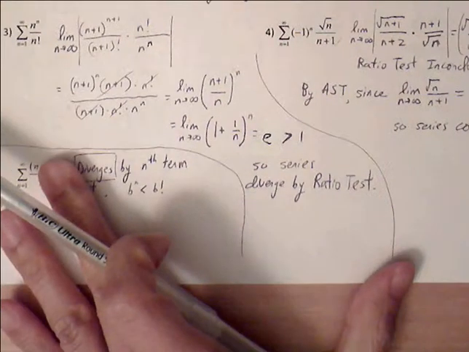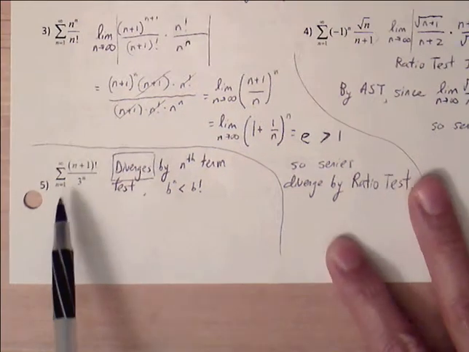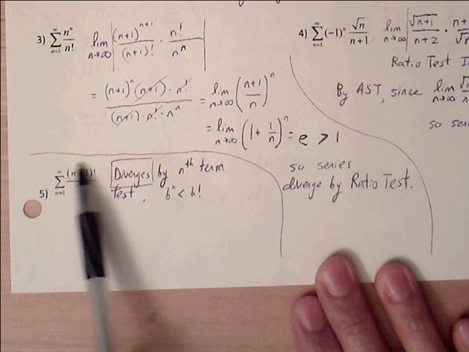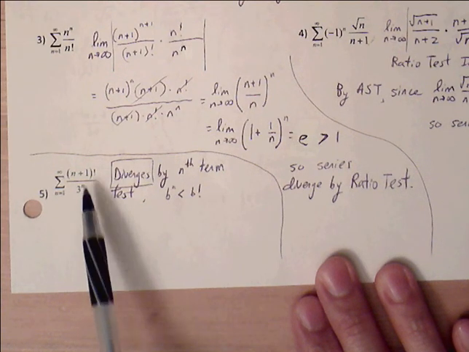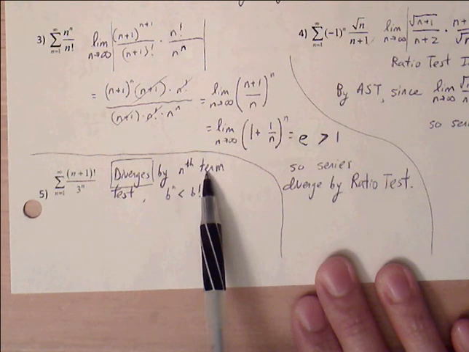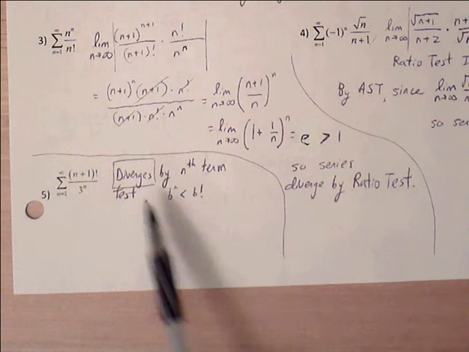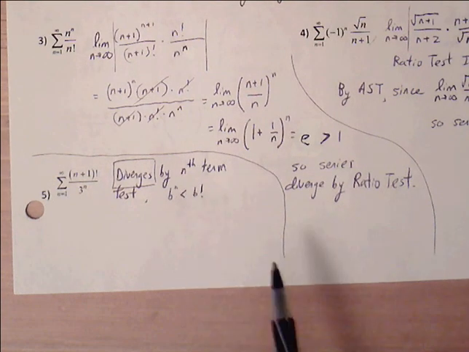Okay, last one here. n plus 1 factorial over 3 to the n. We see that the numerator is growing at a faster rate. The factorial is growing at a faster rate than the exponential function. So actually, by the nth term test, this series will diverge. Okay, so no need to do the ratio test. The nth term test will be able to take care of this for us.